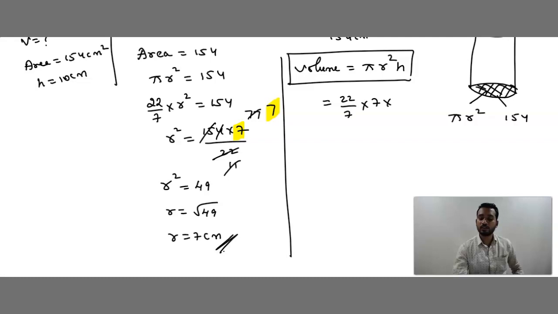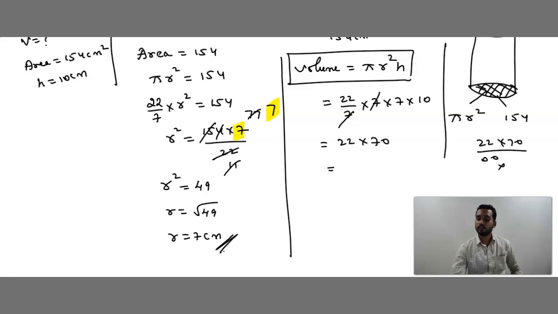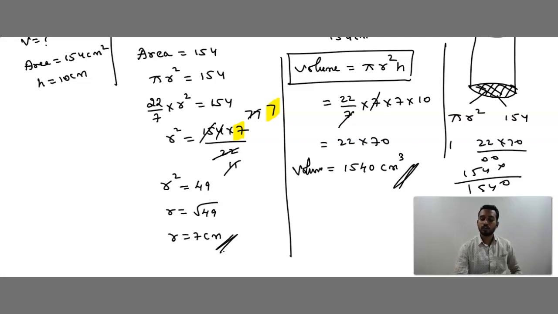Pi value is 22 by 7. Radius is how much? 7 into 7. Height is 10 centimeters. This 7 gets cancelled. 22 into 7 tens are 70. That's nothing but 22 into 70. That's nothing but 1540 centimeter cube. This is volume. Sometimes we also write this as 1540 cc, means cubic centimeter. We write cc also for centimeter cube. Okay. I hope you have understood this problem.